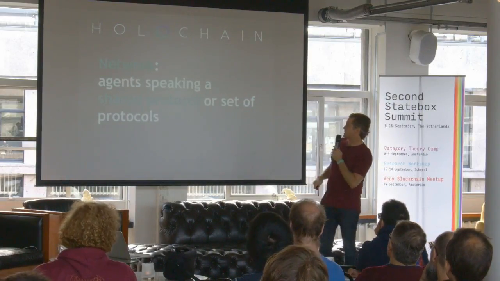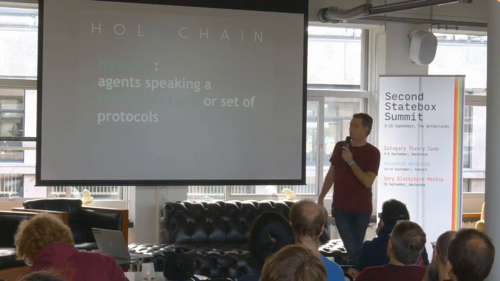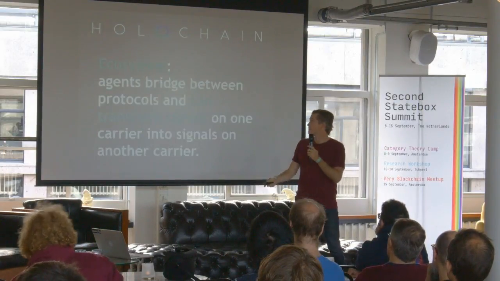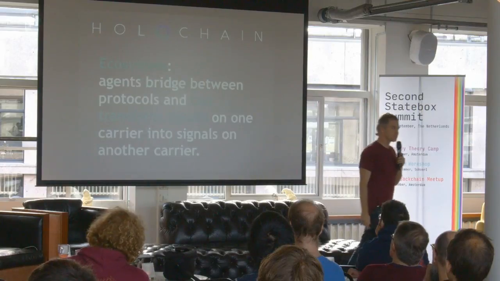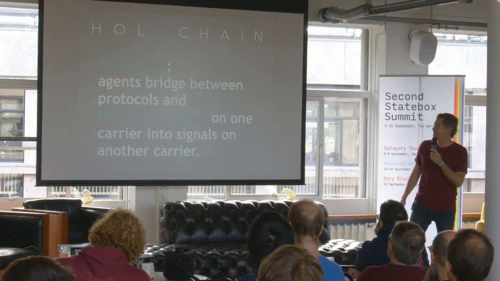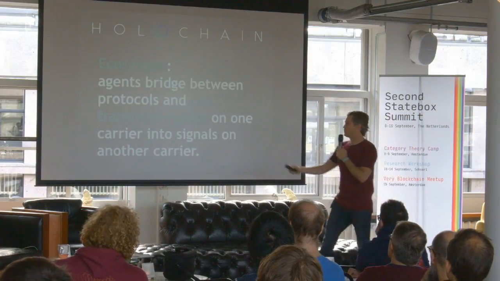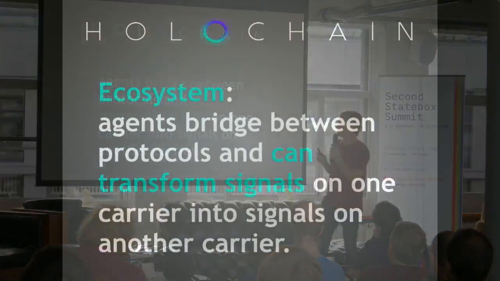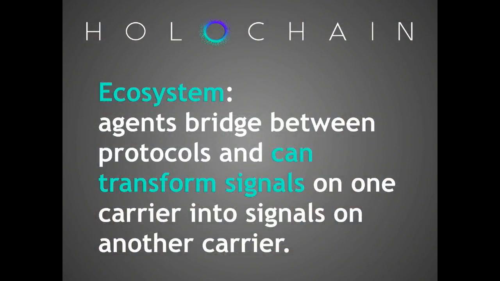In a network, agents are speaking a shared protocol or a set of protocols. But an ecosystem is different. In an ecosystem, agents are able to bridge between protocols and can transform signals that are shared on one carrier into signals shared on a different carrier in a different grammar.